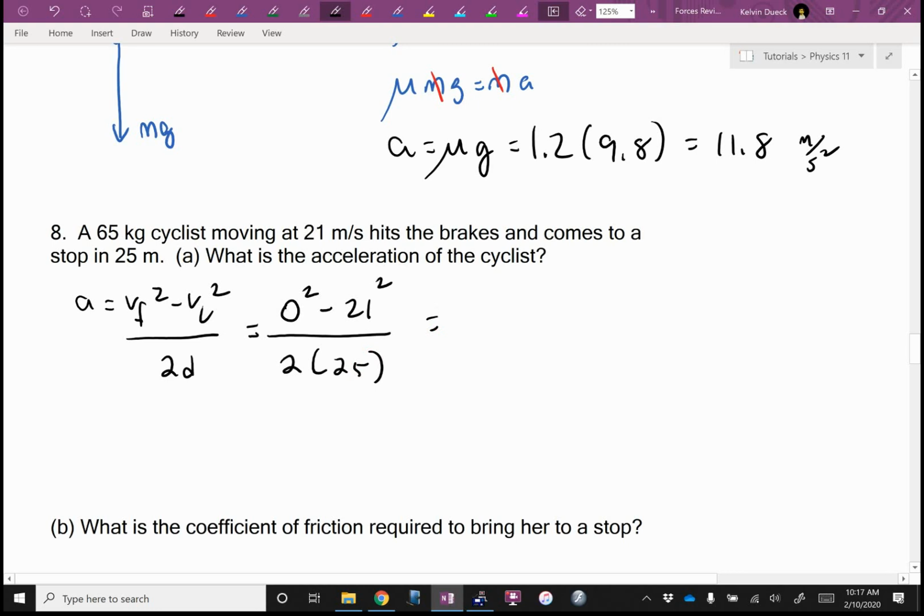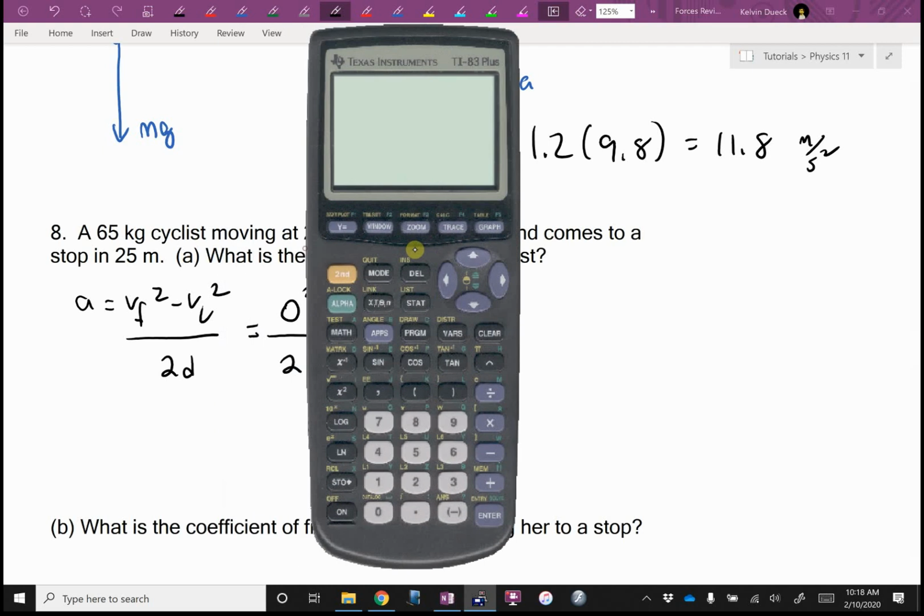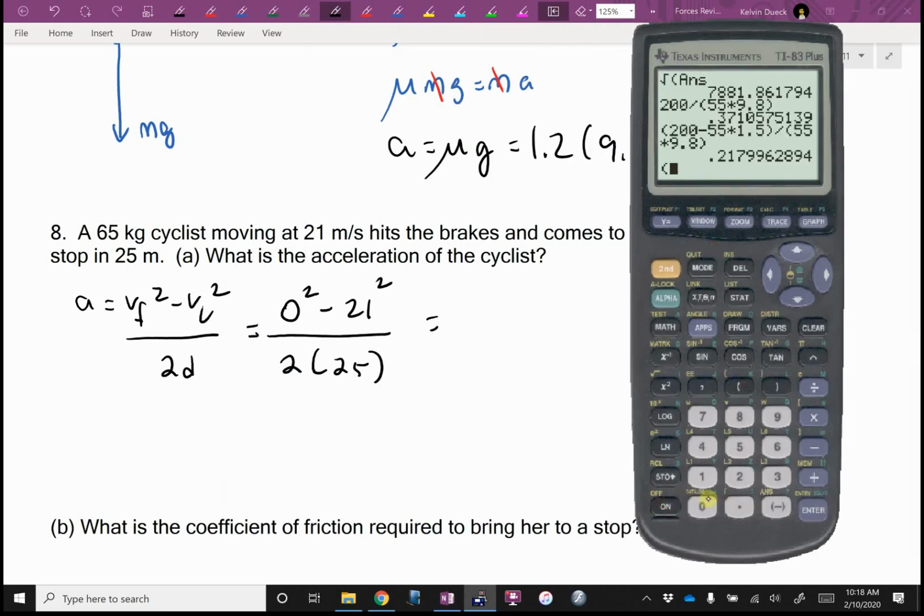You're going to get a negative answer, and the reason you're going to get a negative answer is before Christmas, negative slowing down did mean negative, so I'm not going to freak out about the negative. I'm going to smile. I'm pretty sure I did it right. What do you get? 0 squared minus 21 squared divided by 2 times 25. Negative 8.8. Wow, that worked out nice.